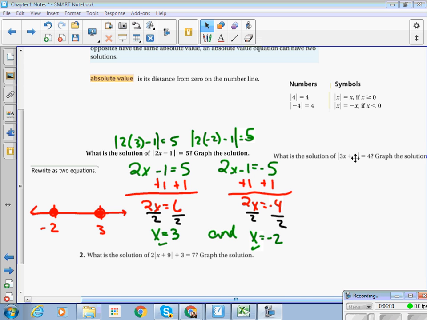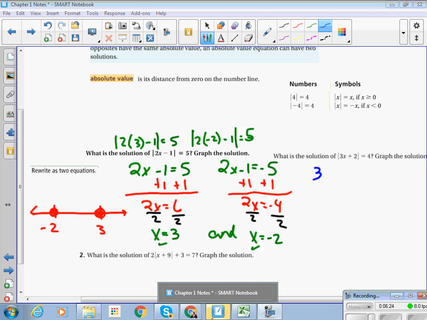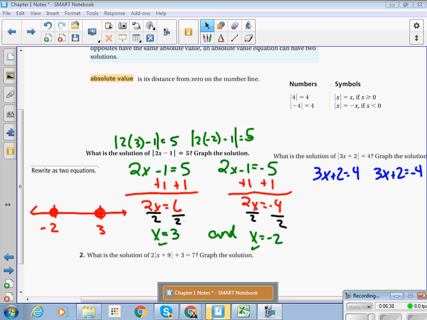All right, so on your paper, put absolute value of 3x plus 2 equals 4. We are again going to graph the solution. So I'm going to write the two equations: 3x plus 2 equals 4 and 3x plus 2 equals negative 4. If there were anything on the outside of my absolute value, I would add, subtract, multiply, or divide to get it onto the other side.